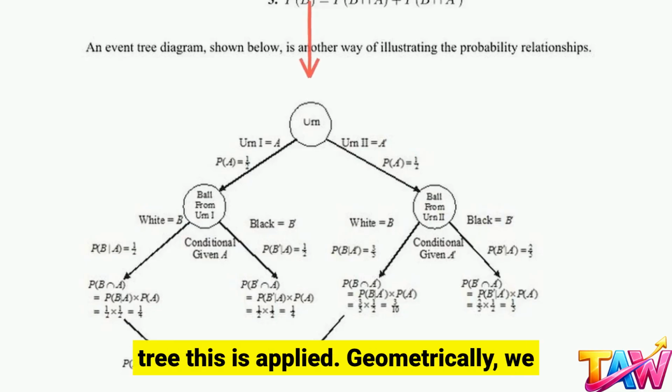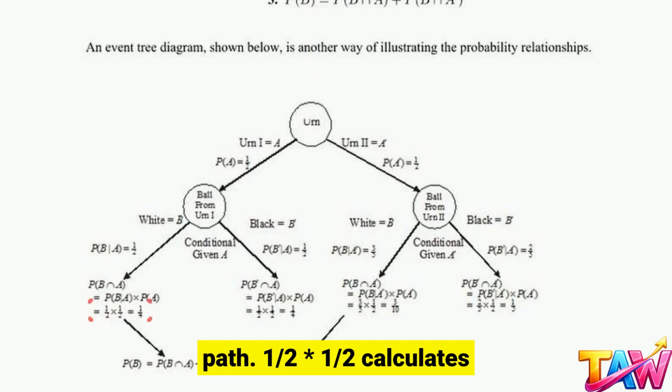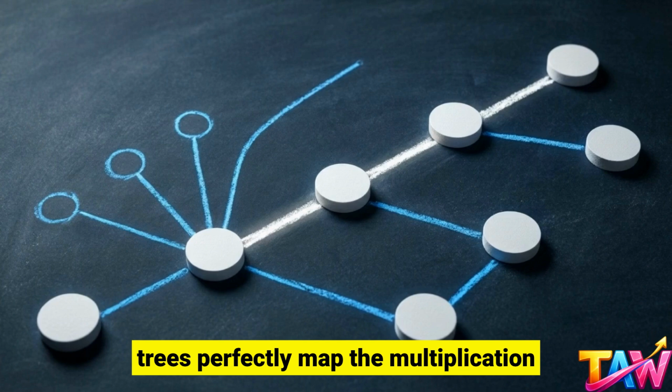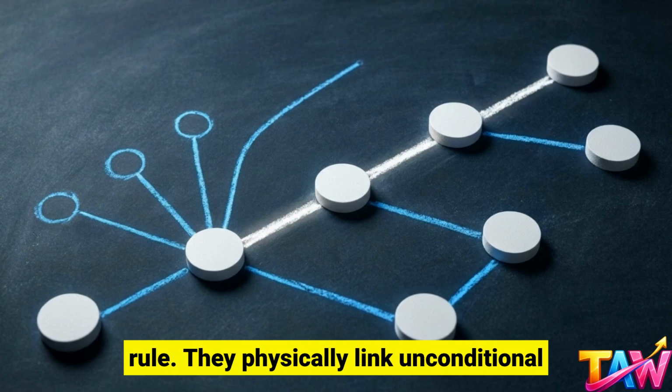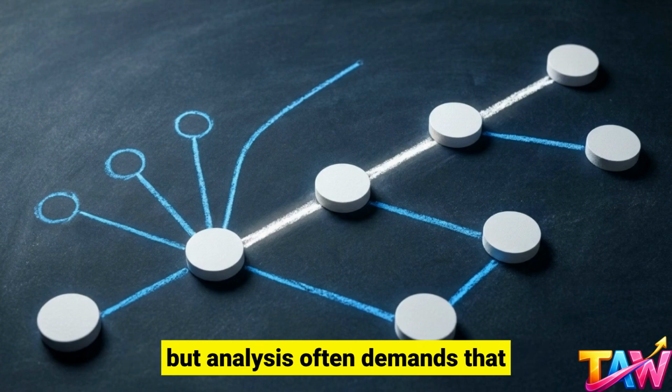On the event tree, this is applied geometrically. We multiply straight down a single path. 1/2 multiplied by 1/2 calculates a 1 in 4 overall probability for this specific sequence. Event trees perfectly map the multiplication rule. They physically link unconditional choices to their conditional outcomes.